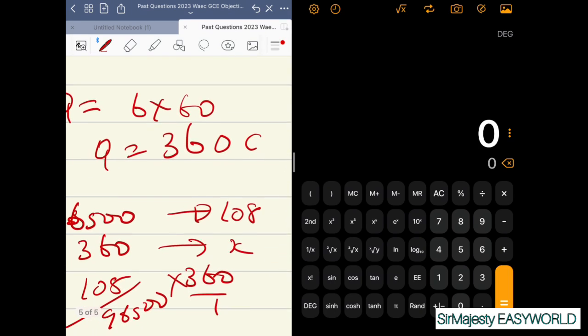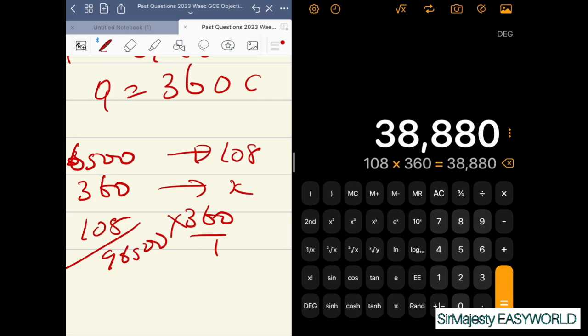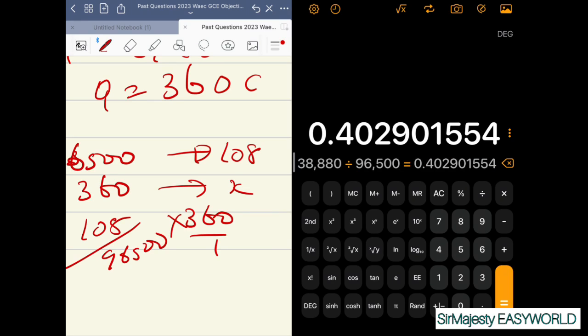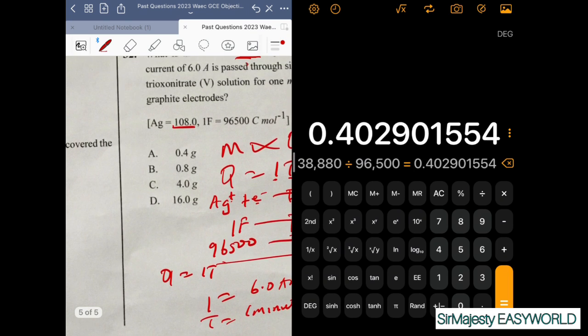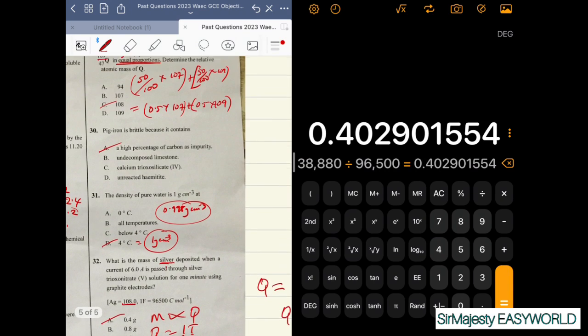Over here I'm dividing simple. 108 multiplied by 360 is equal to, then divide it by 96,500, which will give you 0.4. Do you have anything like that? Yes, that is option A. 0.4 grams is the answer to question 32.